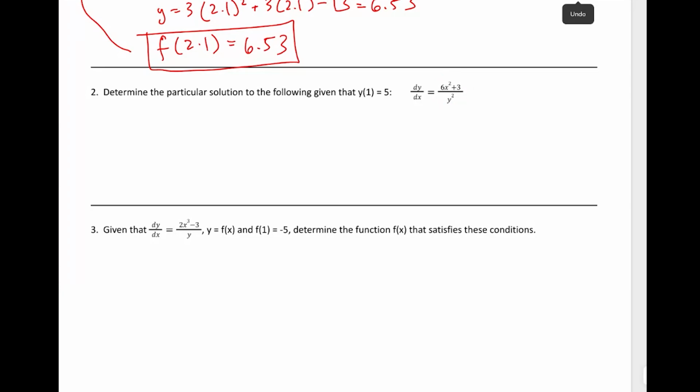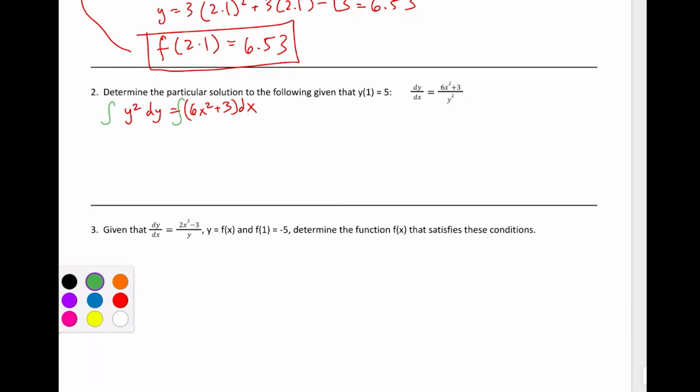So let's go ahead and separate out the x's and the y's. I can take advantage of the cross products property, which says that if you have a proportion where you have two equal fractions, you can multiply the numerator of one by the denominator of the other and set those two products equal to each other. So we have y squared dy equals 6x squared plus 3 dx, and we want to integrate both sides.